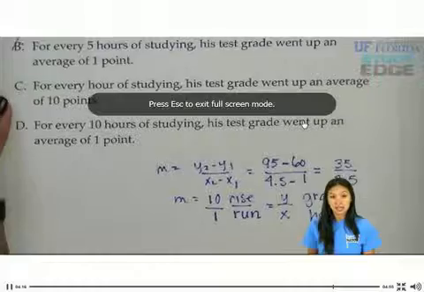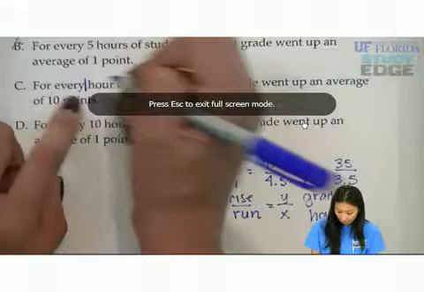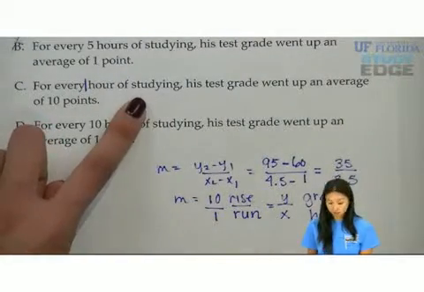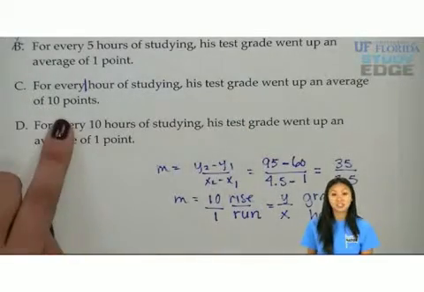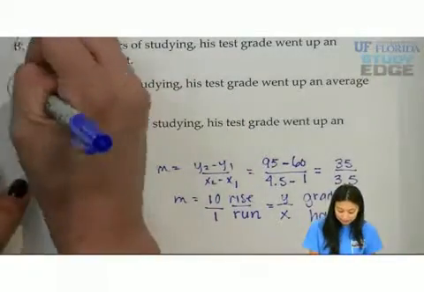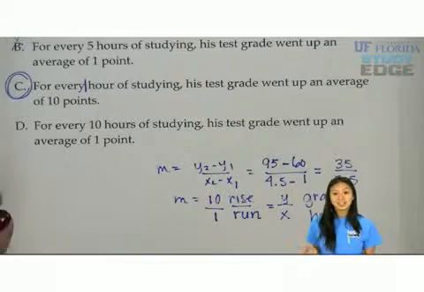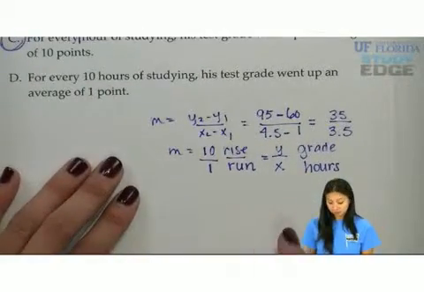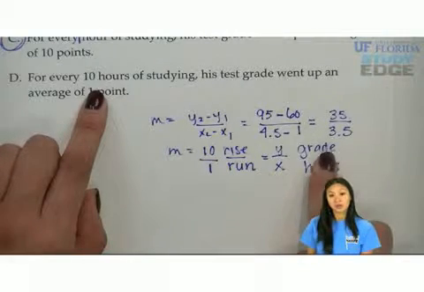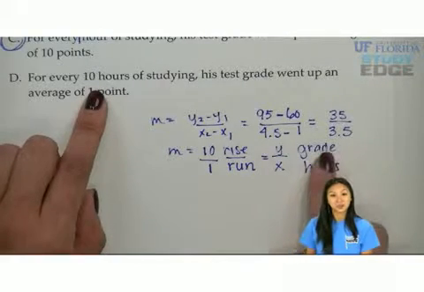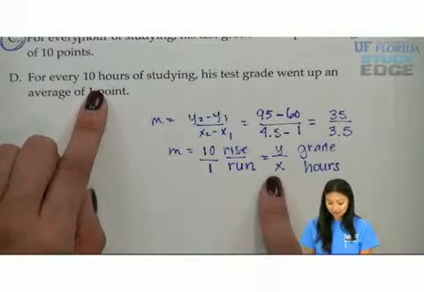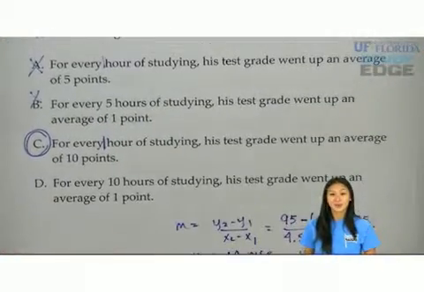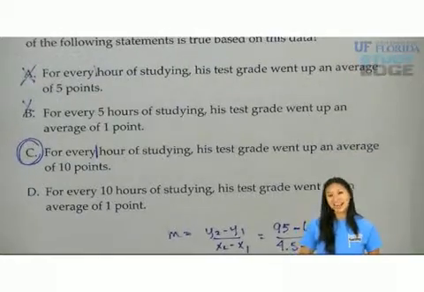Between C and D. For every 1 hour of studying, that sounds right, 1 in hours, his test grade went up an average of 10 points. This sounds like this is it. Let's look at D just to be sure. For every 10 hours, well, no, that's flipped, right? 10 was supposed to go with grade because y is the grade, right? x is the hour. So they flipped this one. The correct answer was C.